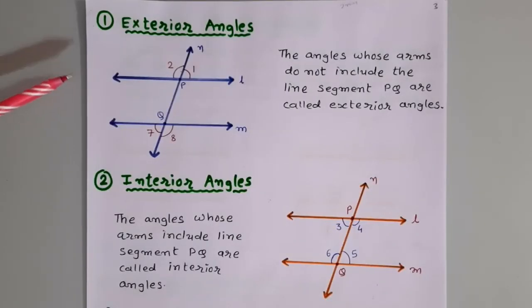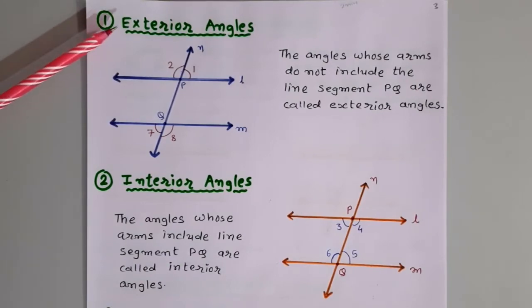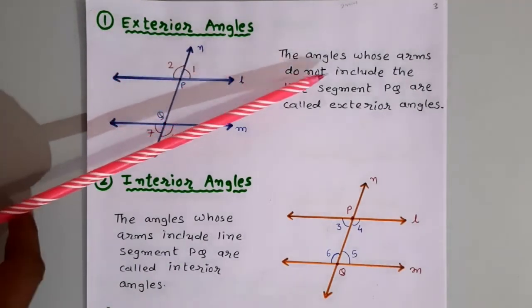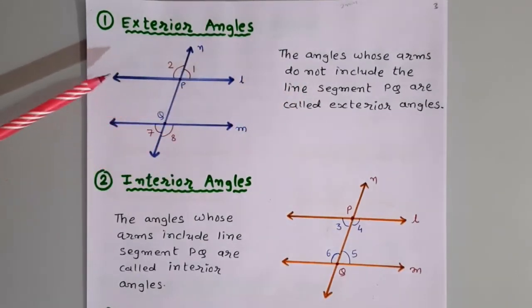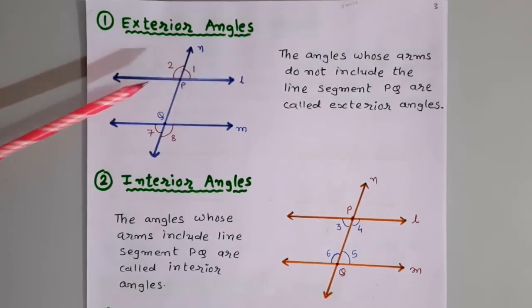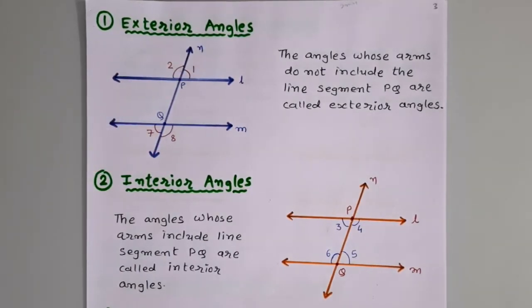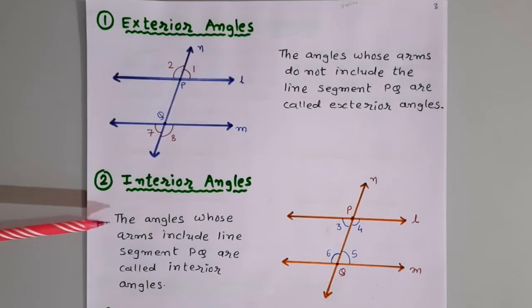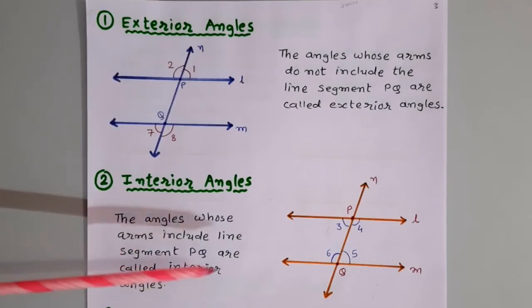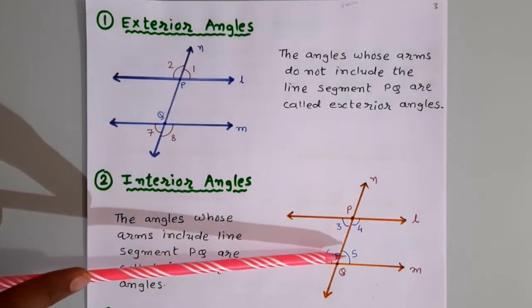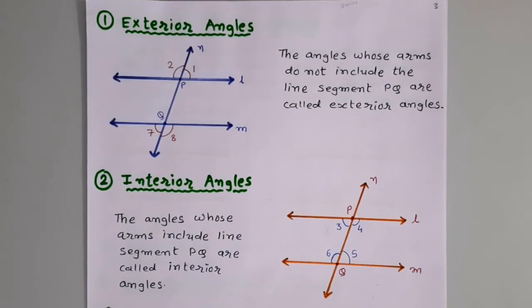Among the 8 angles, let's study the different angles one by one. Exterior angles are the angles whose arms do not include the line segment PQ. Angles 1, 2 and 7, 8, these 4 angles are known as the exterior angles. In the same way, the angles whose arms include the line segment PQ are called interior angles. Here you can see that 3, 4, 5 and 6 are the interior angles.